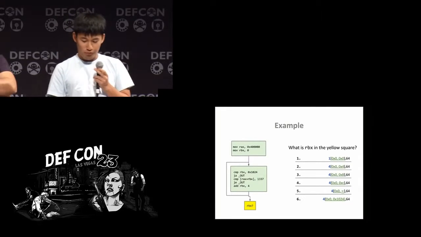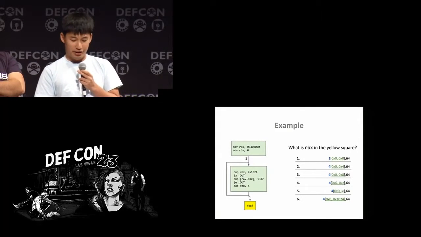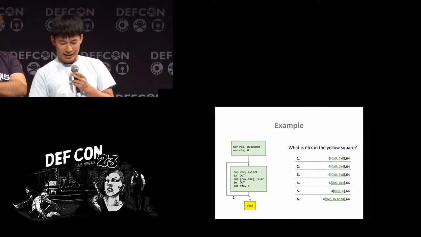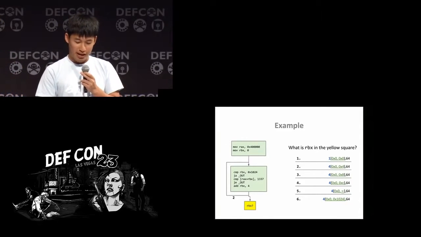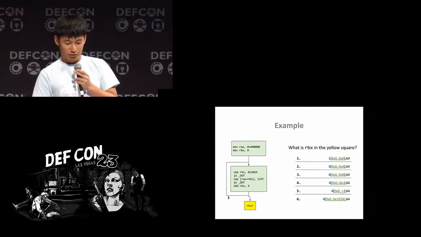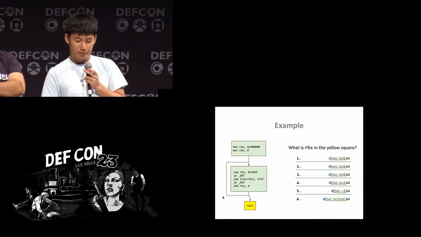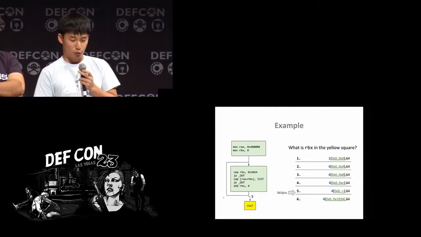So in this example, we want to say, what is RBX in the yellow square? We follow it. We take the first iteration of the loop. RBX can be from 0 to 4. Take the second iteration, RBX can be from 0 to 8 with a stride of 4. In the fourth iteration, RBX can be from 0 to 0xc with a stride of 4.